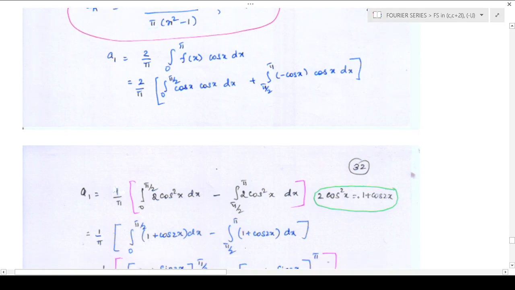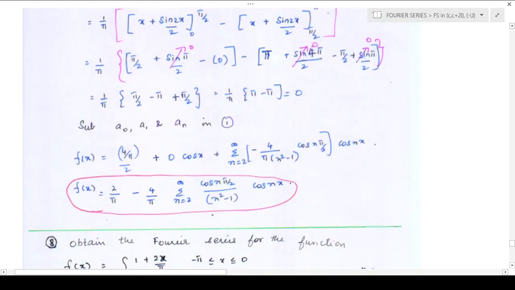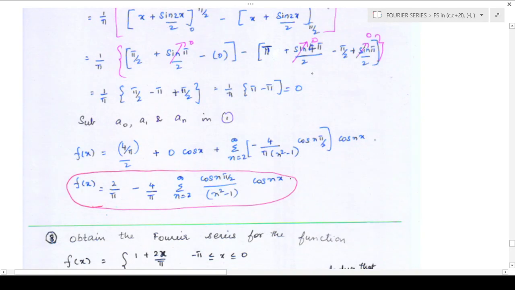What is 2 cos square x? It is 1 plus cos 2x. Apply it. Then integrate. You will be getting 1 integration is x. Then here cos 2x is sin 2x by 2. Apply upper limit minus lower limit. Simplify. You will be getting it to be 0.